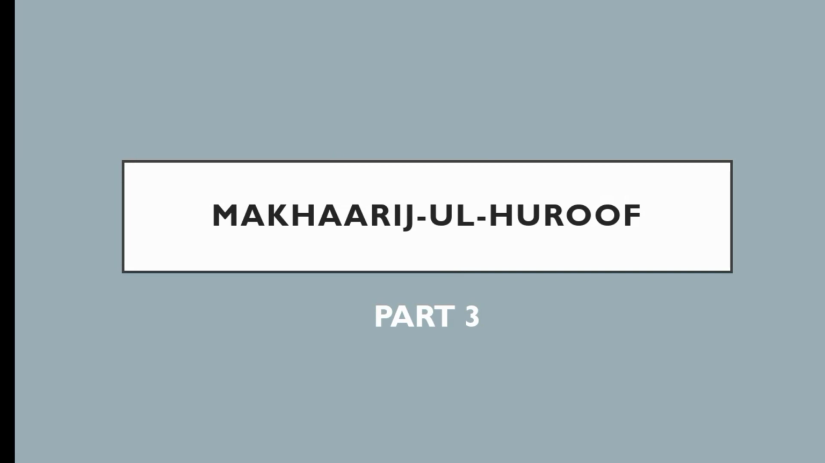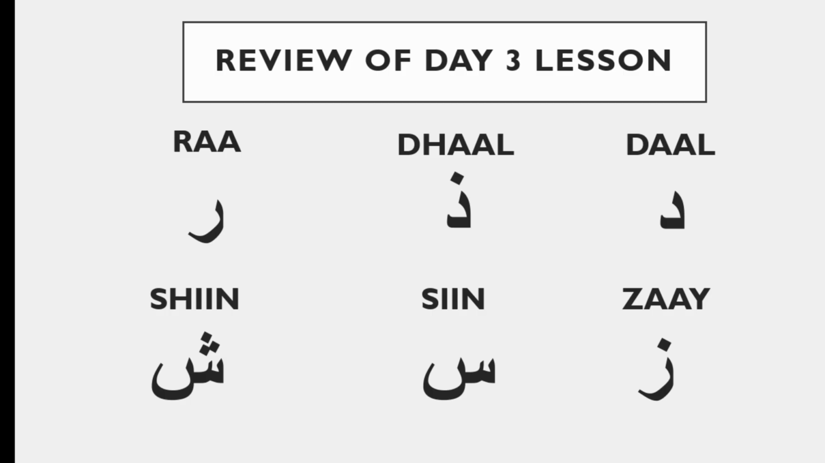In today's video, we'll be continuing our lesson on Makhaarij-Ul-Huroof, points of articulation of letters. In the last lesson, we talked about Dal to Shin. We said the 6 of them are tongue letters. They are pronounced from the tongue. So their point of articulation is al-lisan. Dal, Zal, Ra, Zay, Sin, and then Sheen.